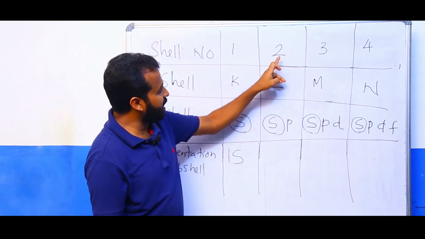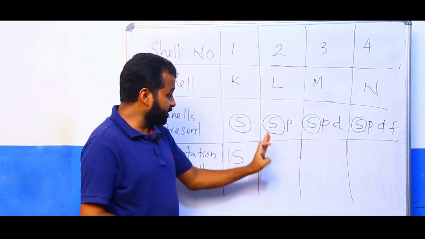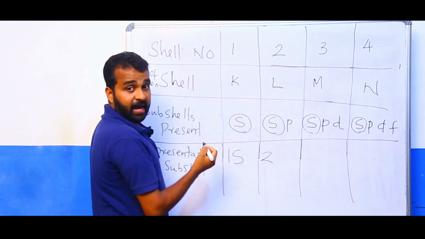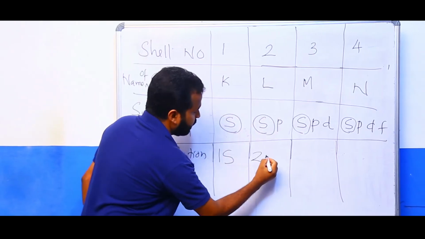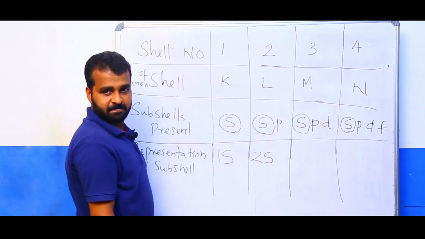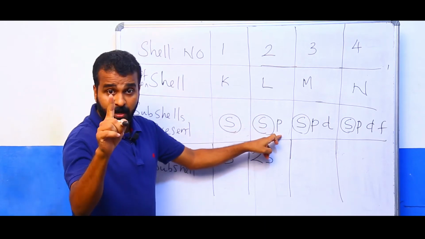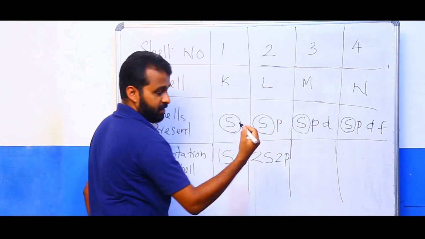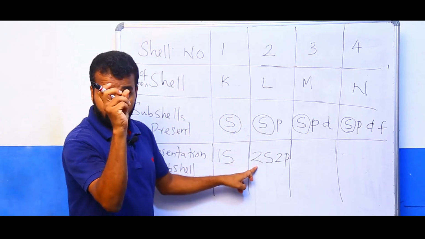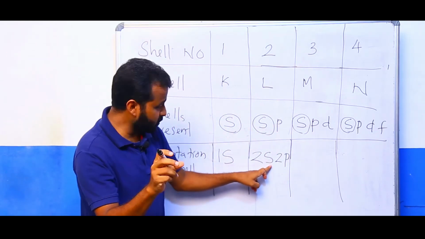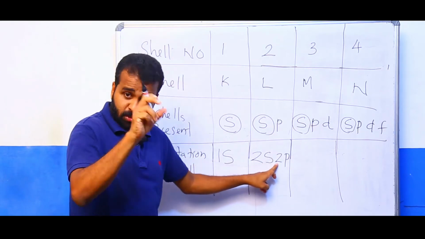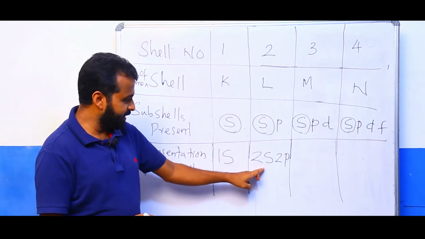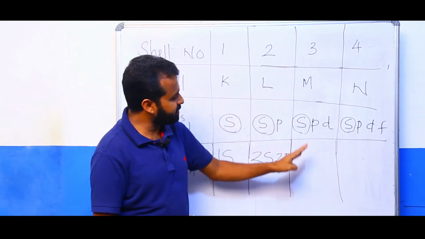Then second shell has two subshells, S and P. How can we write that? First of all, write the shell number 2, having the first subshell S. So it is written as 2S. Second shell has one more subshell P. So that is also written as 2P. This 2 indicates shell number and the P indicates subshell present. So 1S, 2S, 2P.